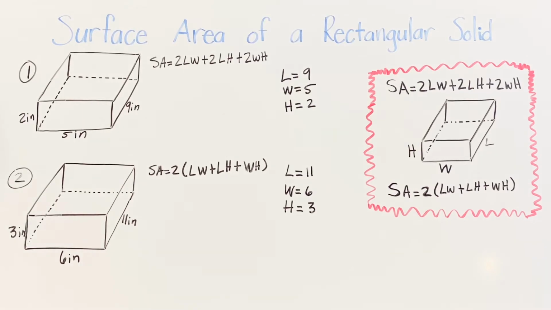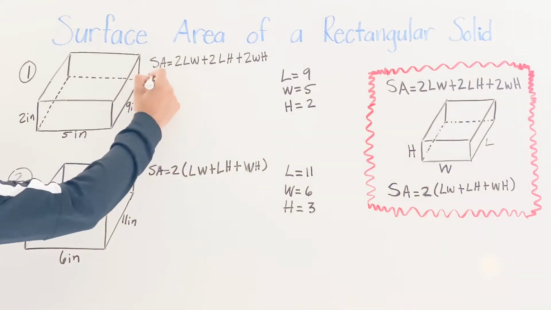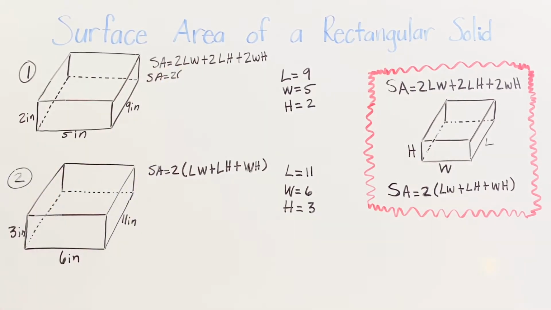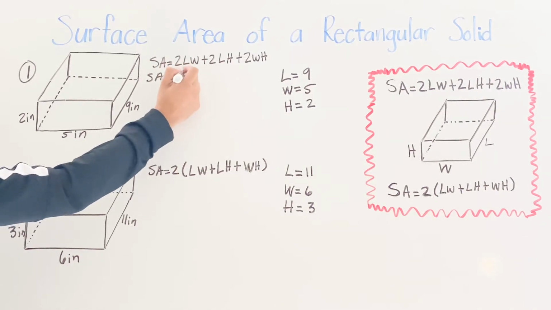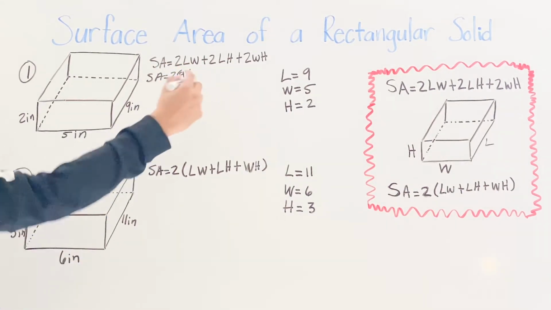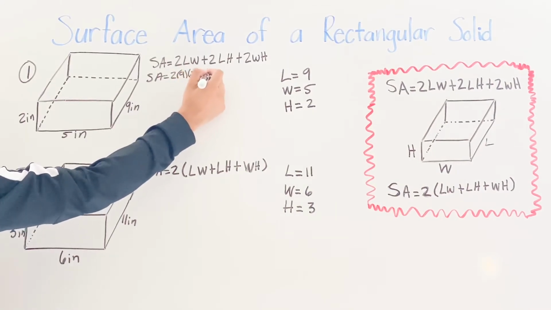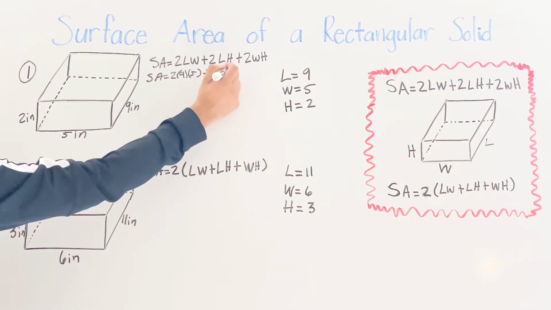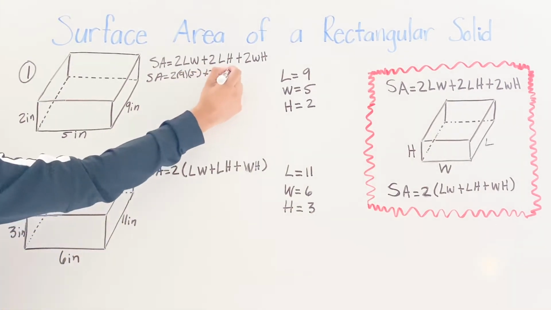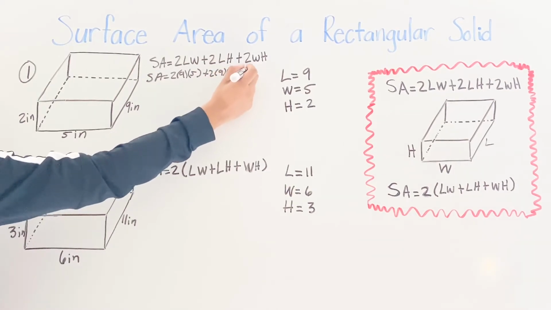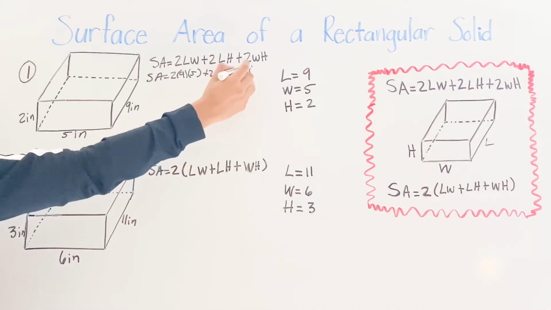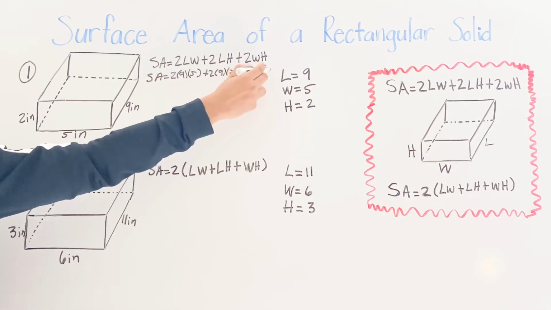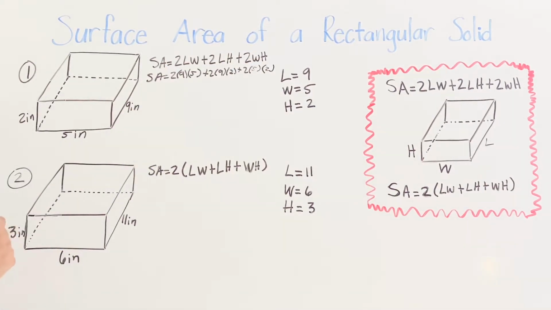For number 1, we have the formula. So all we're going to do is plug in the numbers. SA equals 2 times, and what is L? L, we have 9, times W, and W we have 5, plus 2 times, and what is L? 9, times what is H? H is 2, plus 2 times W, W is 5, and then what we have for H, we have 2, okay? Then we're going to go ahead and multiply.